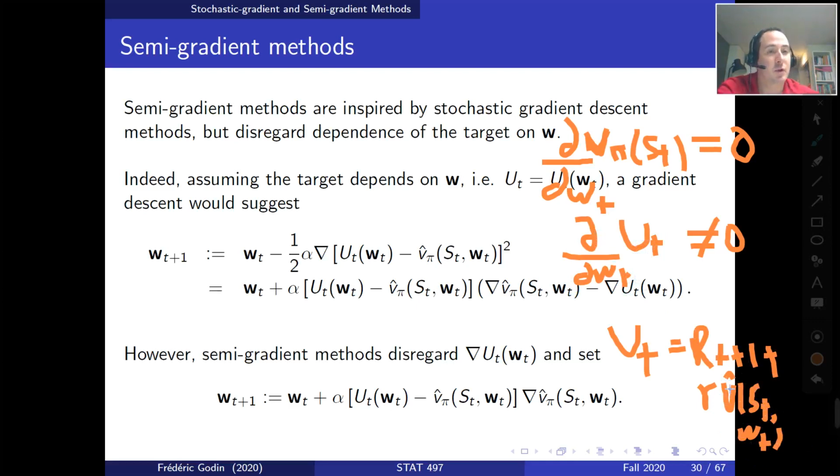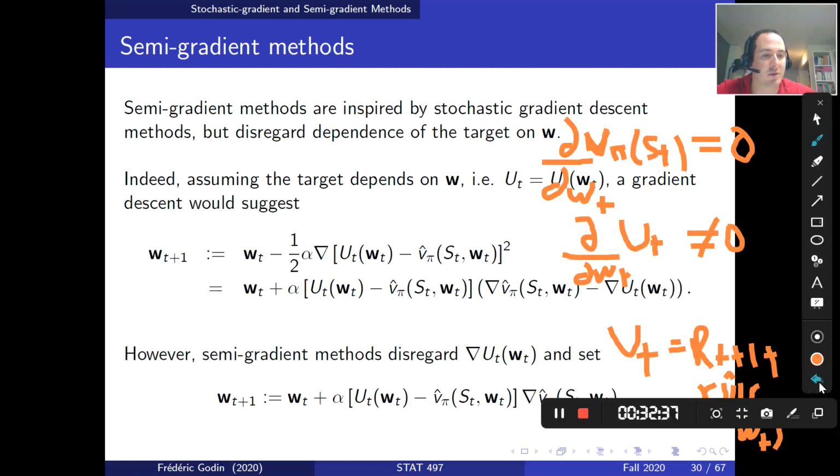So why do we call the previous methods, where we replace v_pi by U_t, semi-gradient descent? It's because we use the same formula as gradient descent. We replace v_pi by U_t, but we disregard the fact that this partial derivative is not 0 in practice. We use the same previous formula, which assumed that this derivative was equal to 0. Let's illustrate that better.